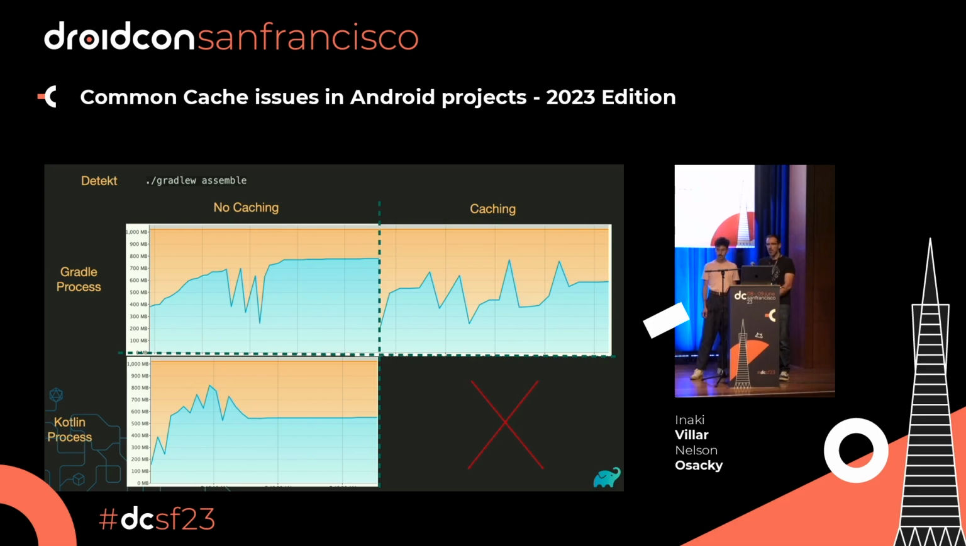So you see how the pressure on the Gradle daemon has been reduced. And the most interesting part is that we didn't spawn a new Kotlin process. So the benefit of caching is not only about time, it's about performance and resources in your machine.